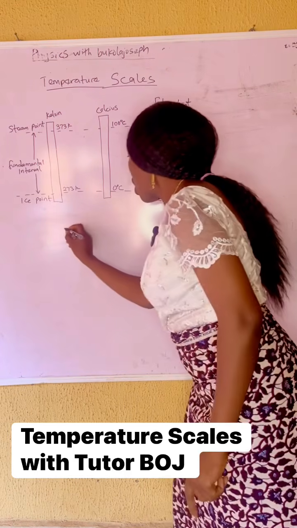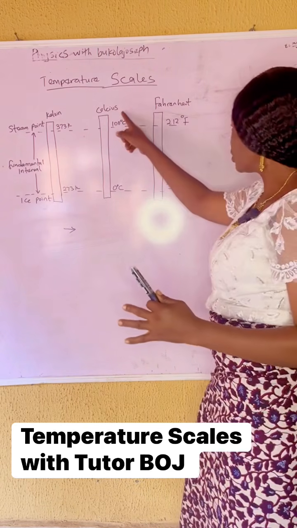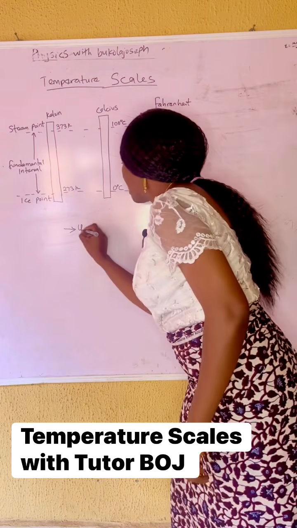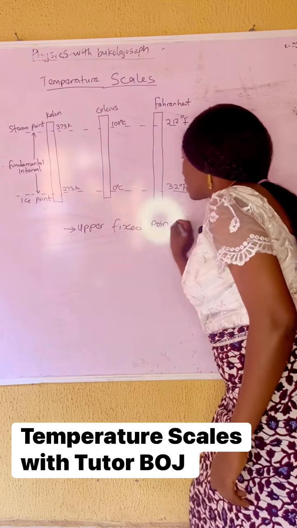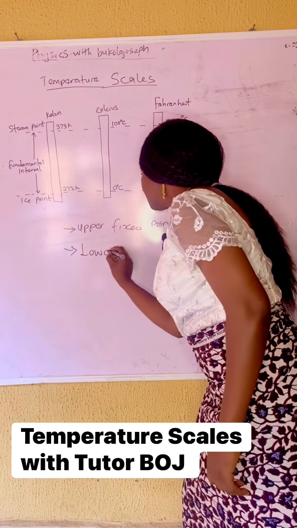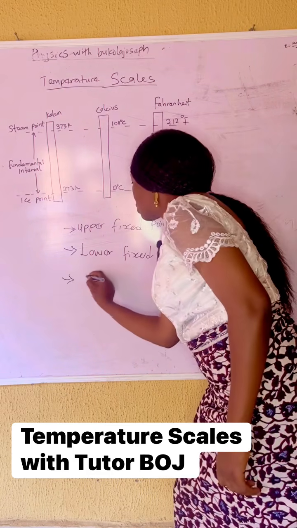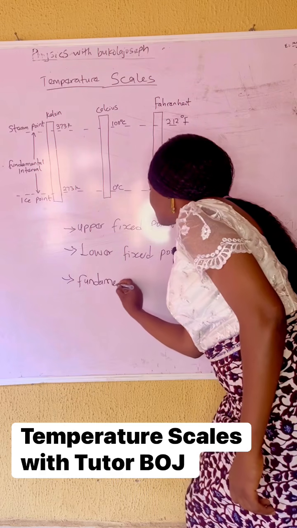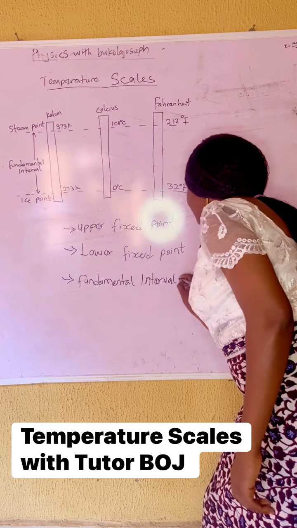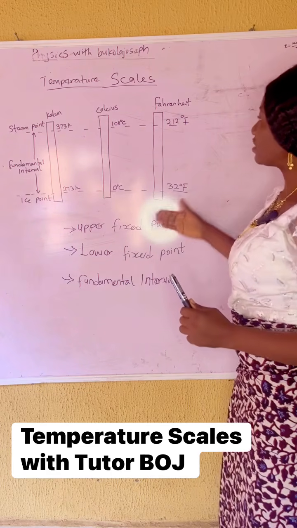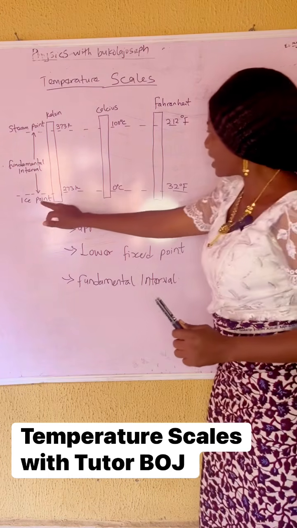Now I said that all scales have this in common. All scales, whether the Kelvin scale, the Celsius scale, the Fahrenheit scale, they all have this. So we have the upper fixed point. They all have the lower fixed point. And they all have what we call the fundamental interval. The upper fixed point is also known as the steam point. The lower fixed point is also seen as the ice point.